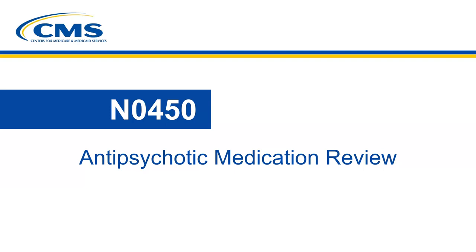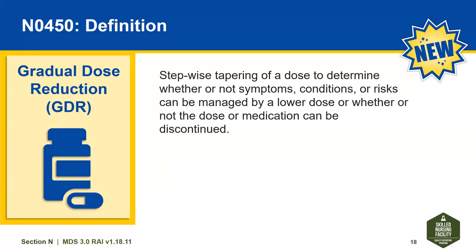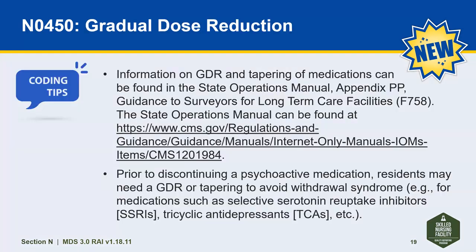N0450, antipsychotic medication review. A new definition has been added. Gradual dose reduction is the stepwise tapering of a dose to determine whether or not symptoms, conditions, or risks can be managed by a lower dose or whether or not the dose or medication can be discontinued. This slide contains new coding tips and resources for gradual dose reduction.